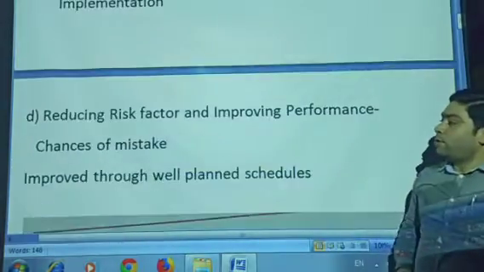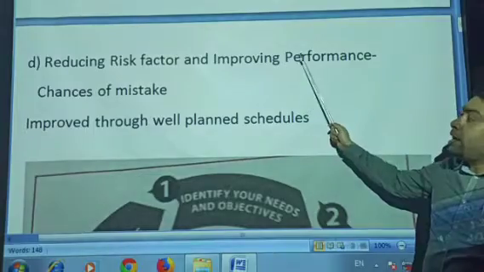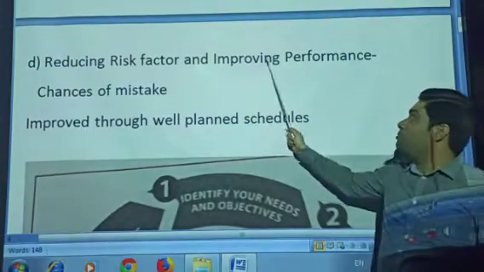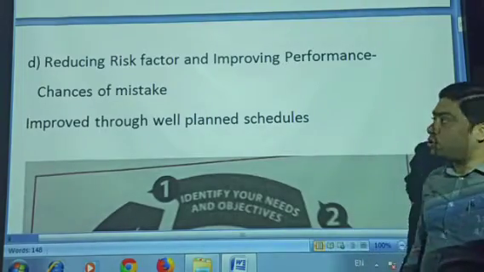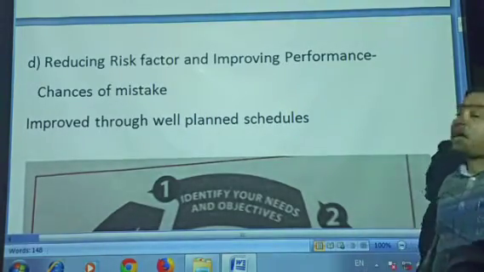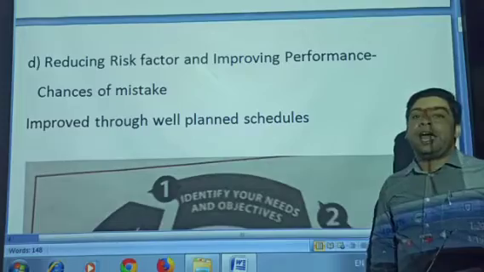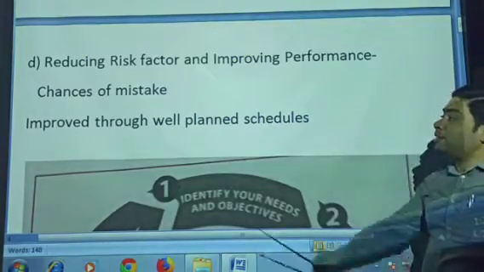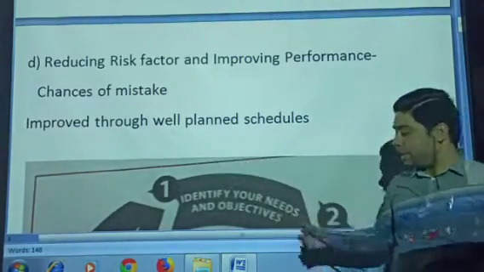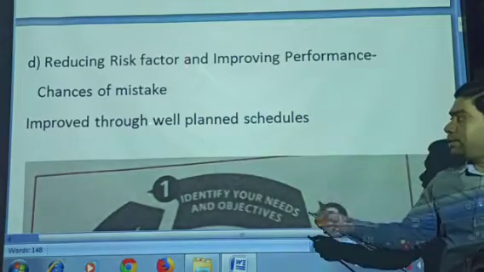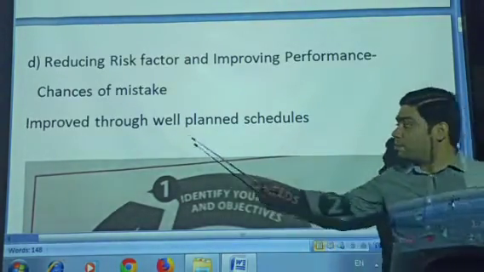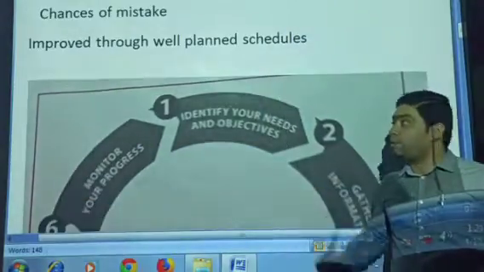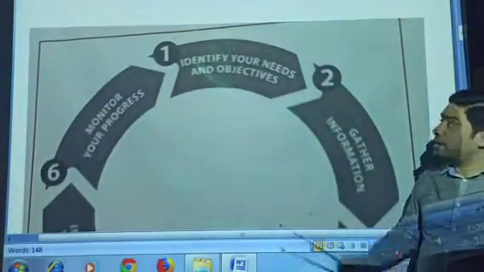Now, the fourth topic is risk factor and improving performance. Reducing risk factor means don't do any kind of activity which is harmful for our performance as well as our body. It reduces the chances of mistake. Now the next, improvement through a well-made plan and schedule is possible.